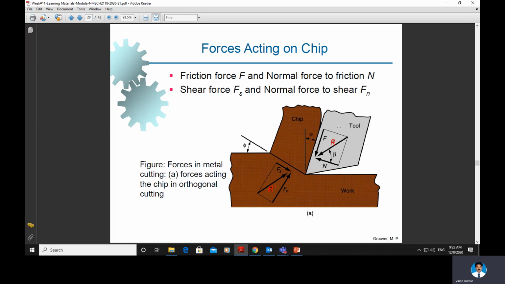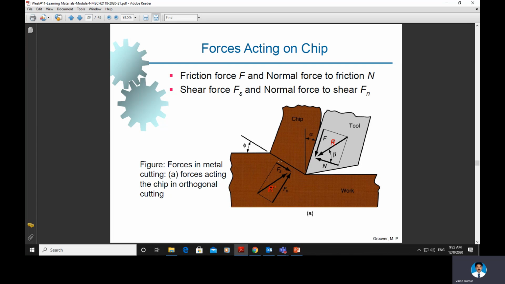As you could see here, whenever a tool with a rake angle alpha cuts a material, the frictional force F and the shearing force Fs are acting on the workpiece as shown here. So the deformed chip is in compression against the face of the tool, which produces a frictional force F, and the force that causes the shear deformation to occur across the shear plane, Fs. These are the two main forces, Fs and F.